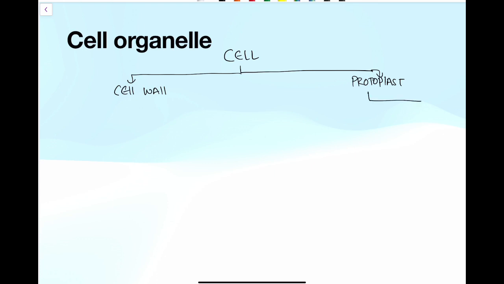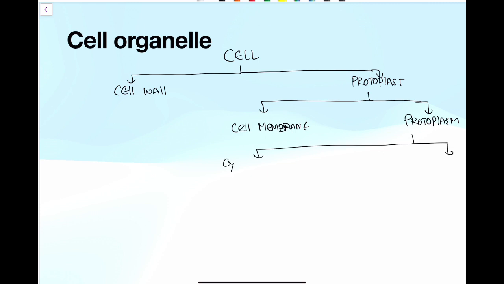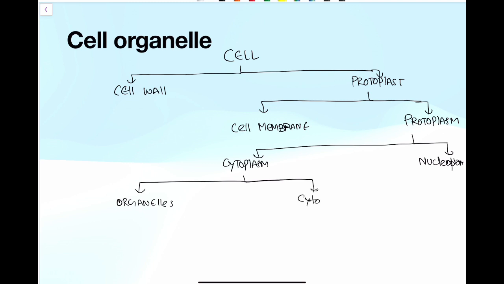So how many cell organelles are there? We actually divide the cell like this. We divide it into two parts: the non-living part, the cell wall, and the living part, the protoplast. Cell wall may be absent in certain cells. Then the protoplast we divide into cell membrane and protoplasm. Then protoplasm we divide into cytoplasm and nucleoplasm, which is inside the nucleus, while cytoplasm is outside the nucleus. Cytoplasm into organelles and cytosol, and organelles into amembranous, single membranes, and double membranes.